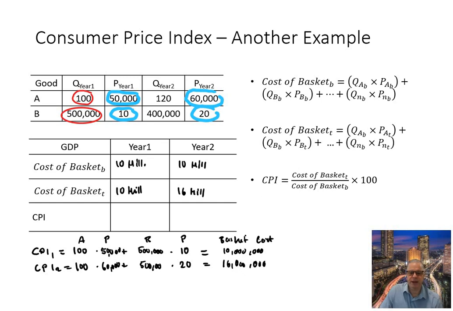So now the CPI in the base year is the cost of the basket over the base year cost, times 100, that's again 100. So the CPI in the base year is also always 100. But now the cost of the basket in year 2 relative to the cost of the same basket in the base year is 16 over 10, which is 1.6 times 100, so that's 160.